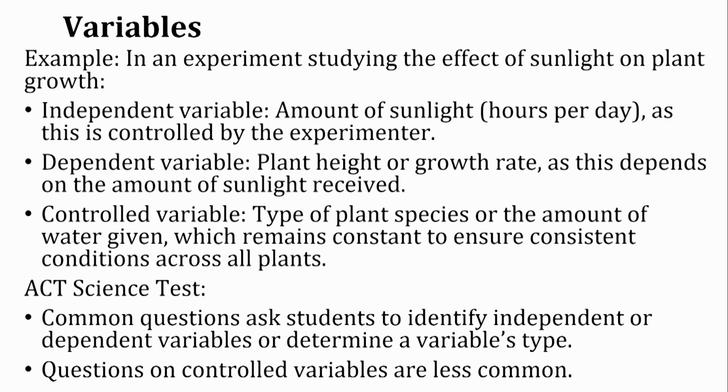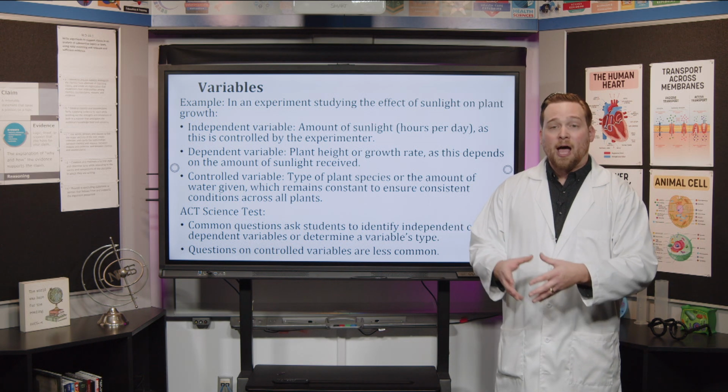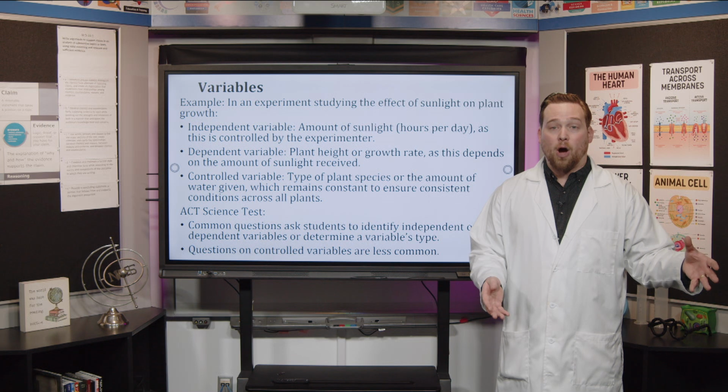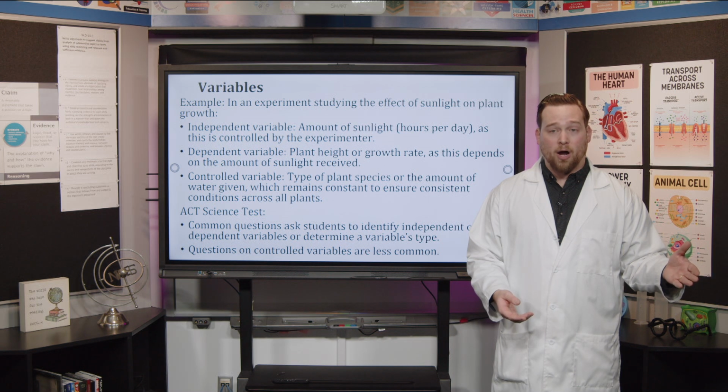The last type of variable is called a controlled variable. An example for this experiment might be types of plant species or the amount of water given, which would remain constant to ensure consistent conditions across all plants. So if I want to see how sunlight affects plant growth, these would be things that I would keep the same to make sure my data is reliable. I want to make sure they're all getting the same amount of water, because I don't care how much water they're getting, I care about how much sunlight they're getting. So I'm going to give all the plants the same amount of water.